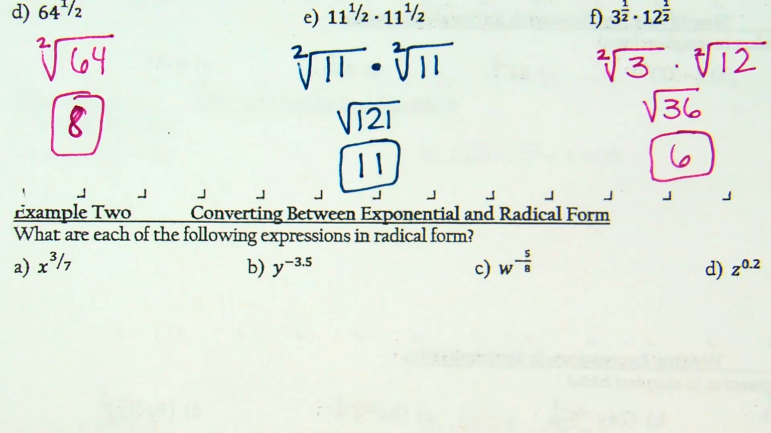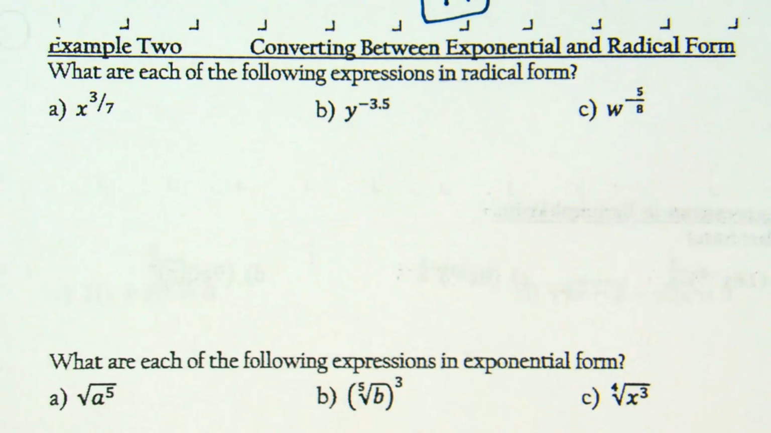Okay, we want it in radical form. Okay, so 7 is my denominator here, so 7 goes here, it's the index, and then the power is 3. So I read that as the 7th root of x to the 3rd. Okay?